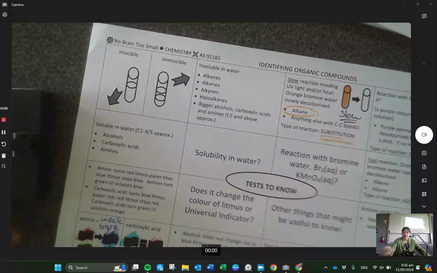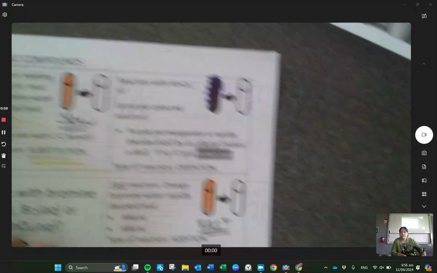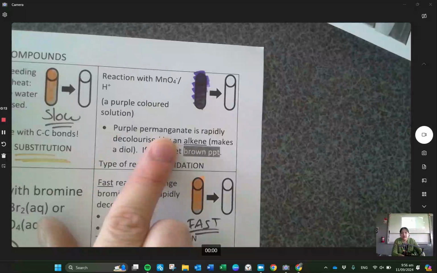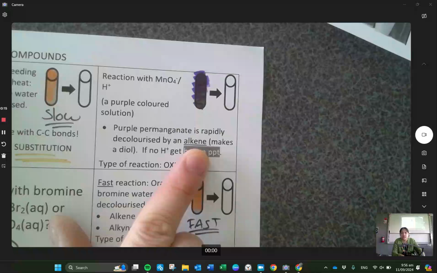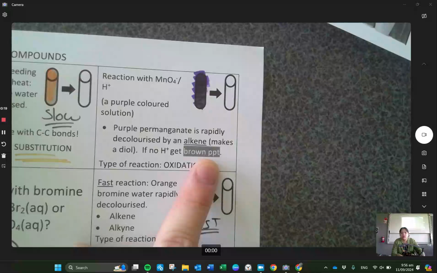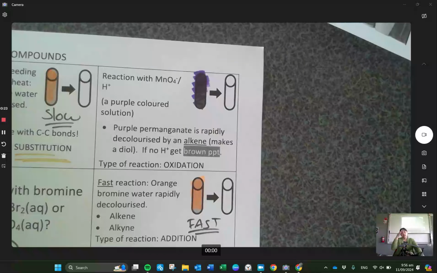So, and I think we have it over here. So permanganate, colored solution, purple permanganate is rapidly decolorized by an alkene, making a diol. If there's no hydrogens, then you'll get a brown precipitate instead of colorless. It's an oxidation type of reaction. It could also be considered addition too.